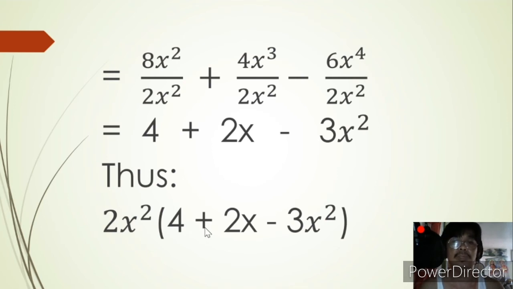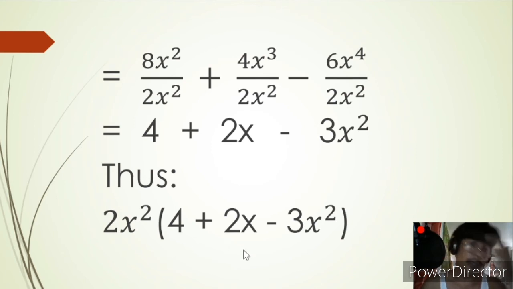Thus, the answer or the factor of 8x squared plus 4x cubed minus 6x to the fourth is 2x squared, open parenthesis, 4 plus 2x minus 3x squared, close parenthesis. Or we can also arrange this. Pwede natin i-arrange to. Pwede natin punta sa una tong 3x squared. So, we have negative 3x squared plus 2x plus 4.